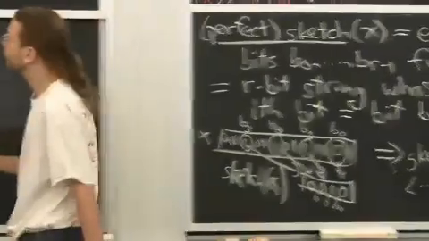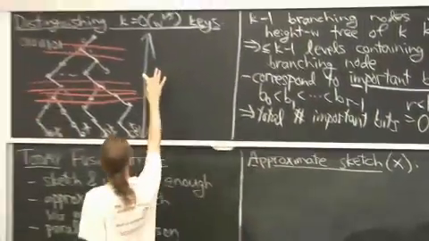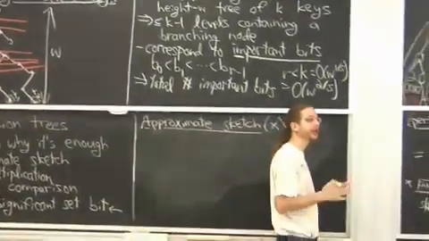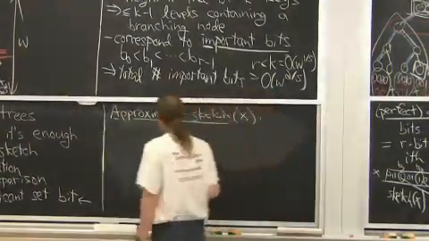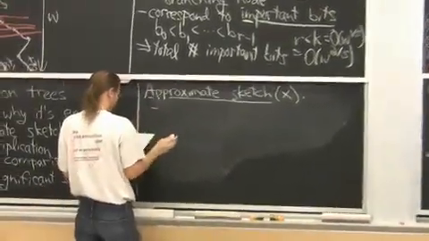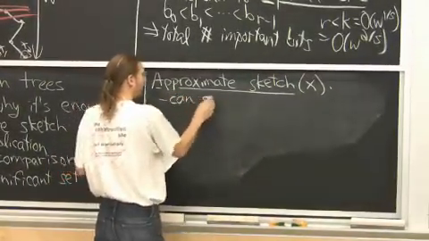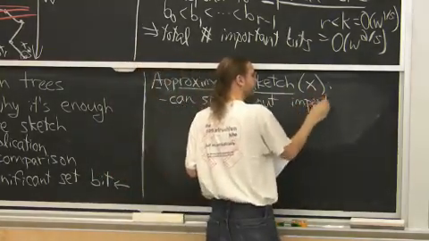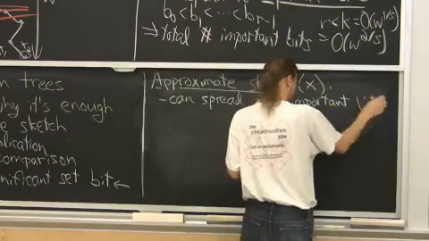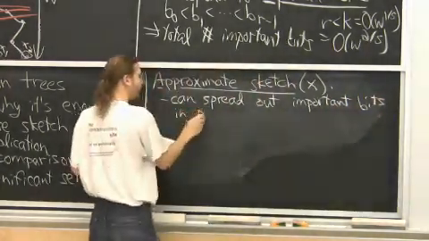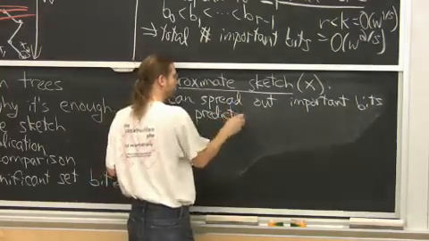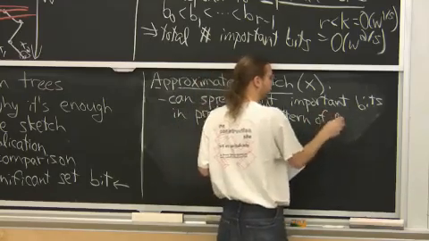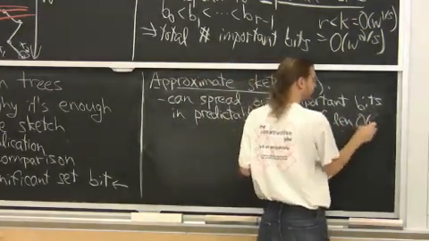And this is where I'm going to use the slop I have, because right now I have w to the 1/5 keys. If I did perfect sketch, the total number of bits would only be w to the 2/5, but I can go up to w. So what I'm going to do is basically spread out the bits, the important bits, in a predictable pattern of length w to the 4/5.